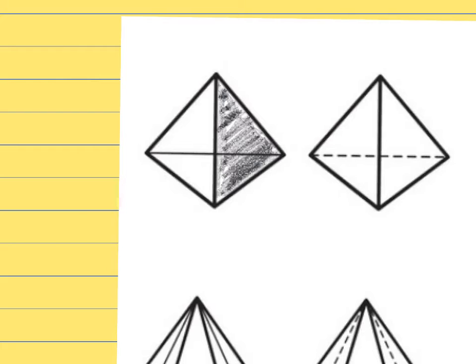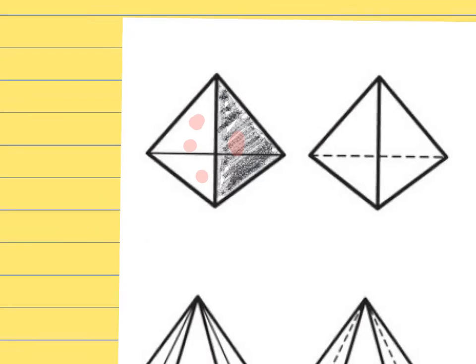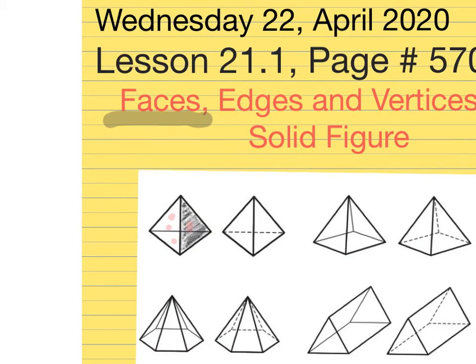Now, how many faces can you see in this figure? Well, that's number one, number two, and number three, and the bottom, right? And there is obviously one in the front. So we have four faces in this figure. That's basically it.